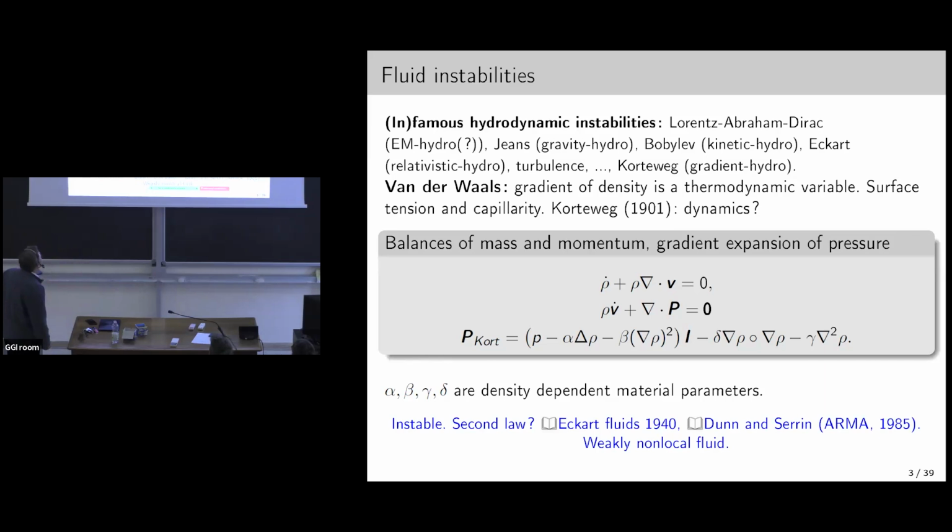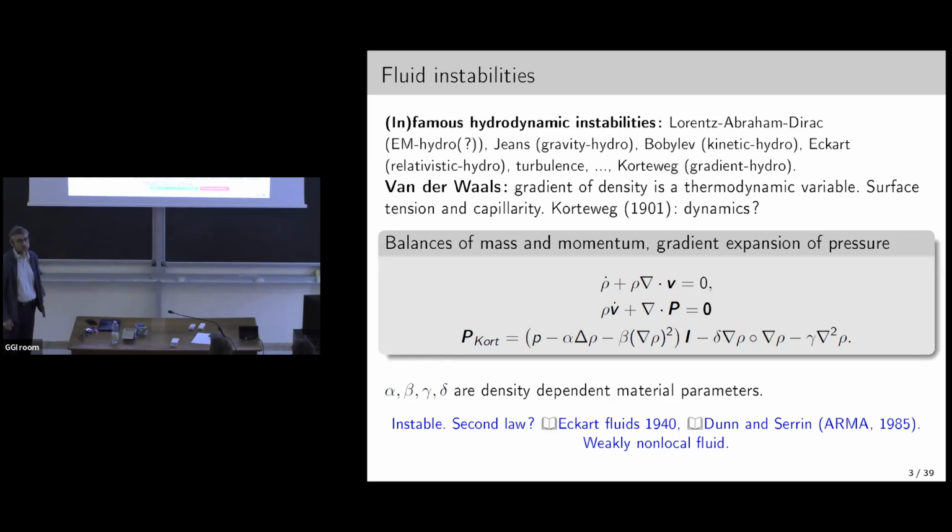First of all, about fluid instabilities. We know several fluid-related instabilities. For example, the Lorentz-Abraham-Dirac one, the Jeans instability related to gravity, the Bobylev instability mentioned already, the Eckart instability that appeared almost in every talk, turbulence, and one maybe not well known, but the Korteweg instability, which is the instability of gradient expansion in fluids.